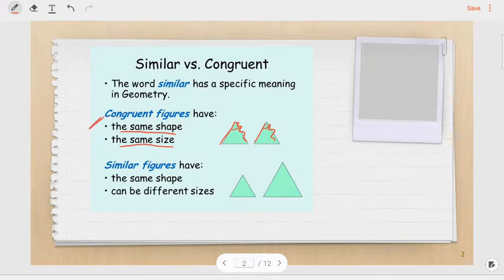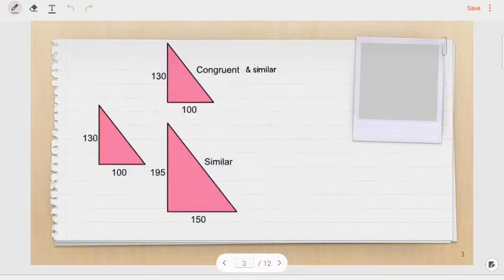If two shapes are congruent, they are also similar, because they are still the same shape. And this word, they can be different sizes, that means they don't have to be. So if I look at this example right here, I can see that this length is 130, and this length is 130, and this length is 100, and this length is 100, which means this shape is congruent. They're the same size, but it's also similar.